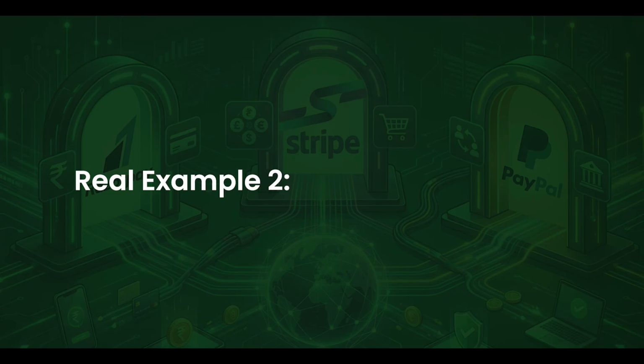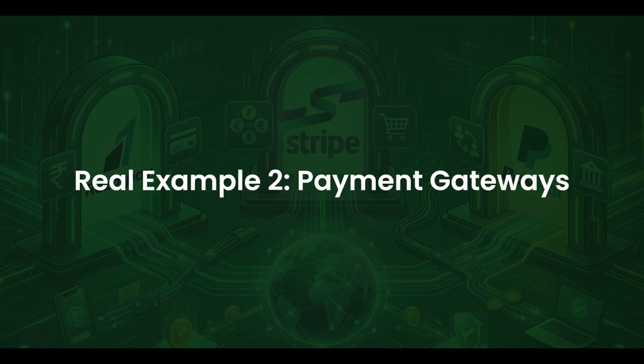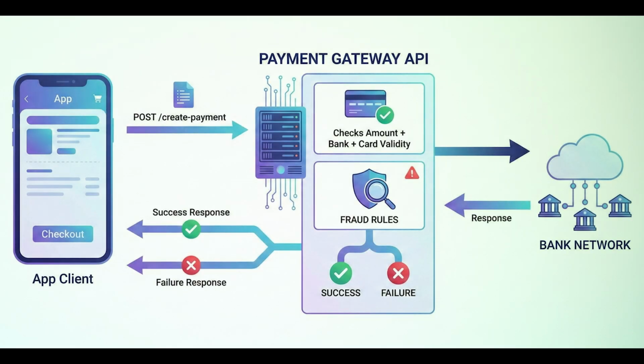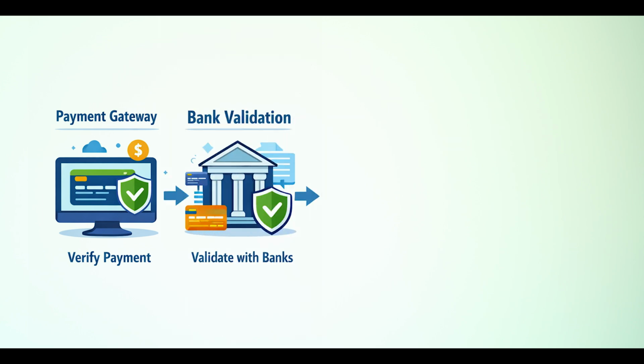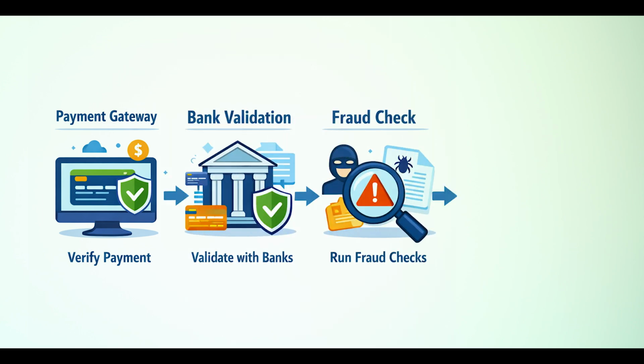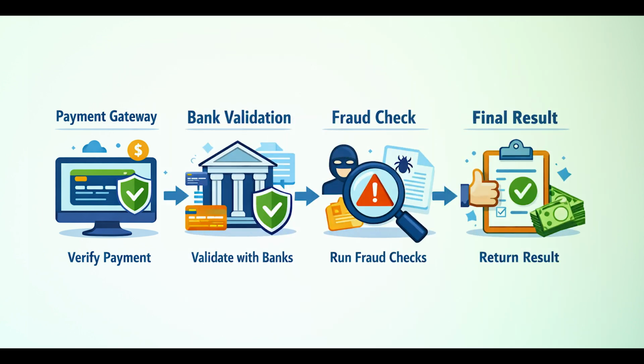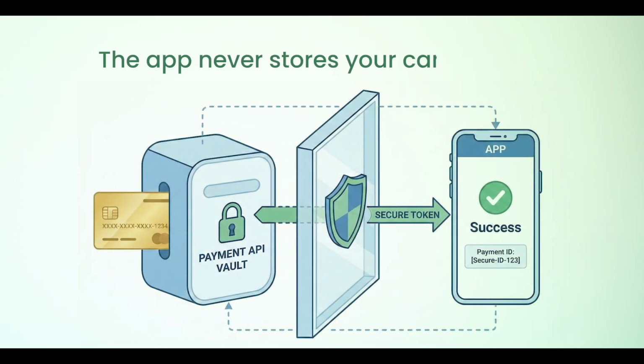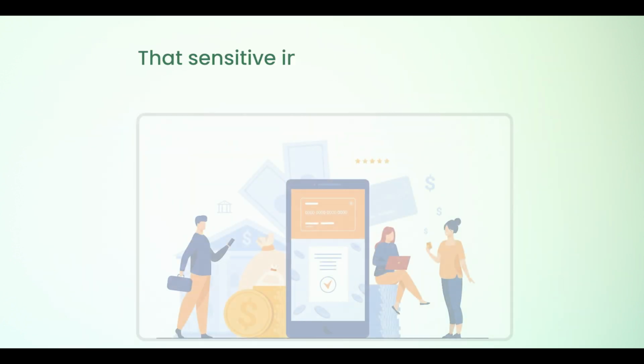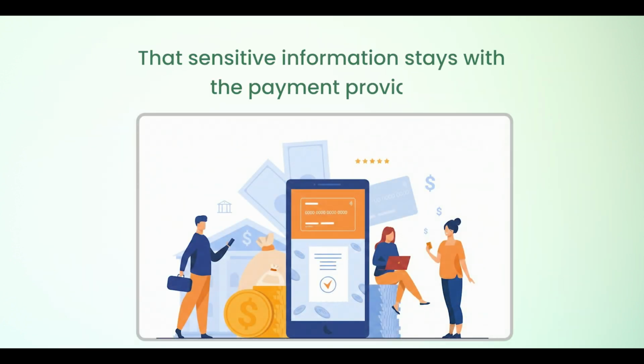Real example 2. Payment gateways. When you click Pay Now, the app doesn't process your card directly. Instead, it calls a payment API. The gateway verifies the payment, validates with banks, runs fraud checks, and returns a final result. The app never stores your card details. That sensitive information stays with the payment provider.